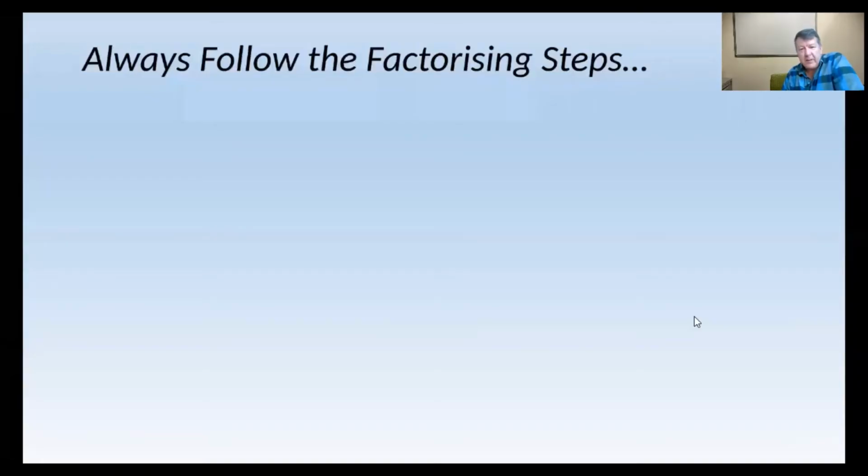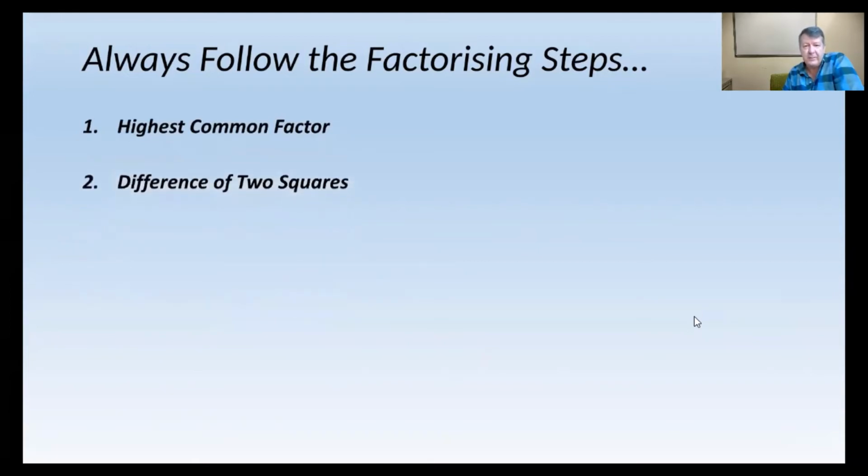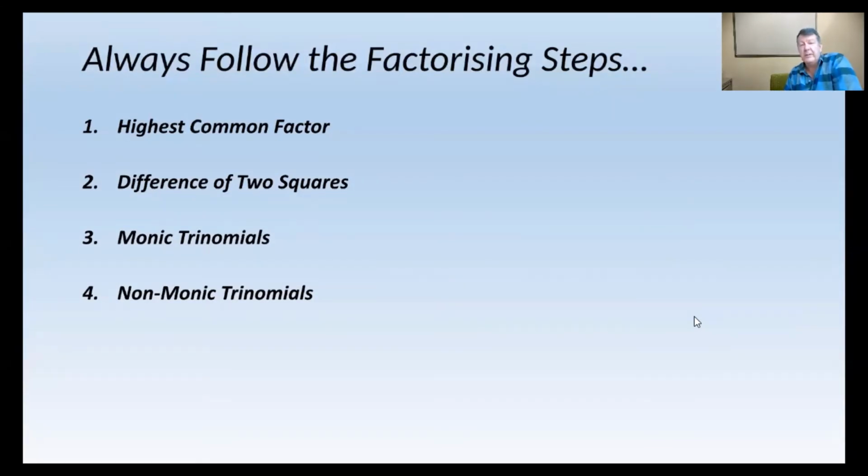What I am going to cover though are just quickly going over the 5 steps for factorizing. Right? These you have to follow in order, okay? 1, highest common factor. If you can find highest common factor, you will always need to do that. Second thing, you look for difference of 2 squares. Third thing, we're going to look for to see if it's a monic trinomial. Fourth thing, non-monic trinomials. That means you've got a number, a coefficient that is greater than 1 or less than negative 1 out the front of the x squared term.